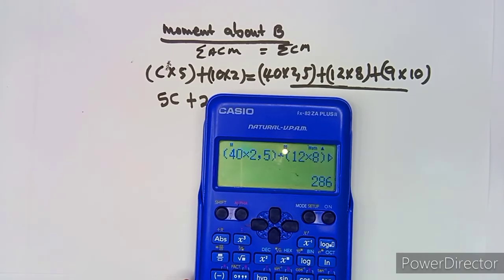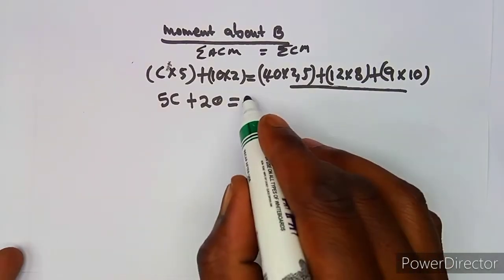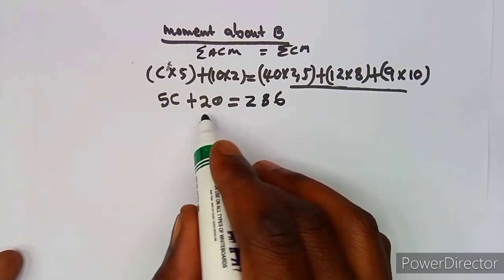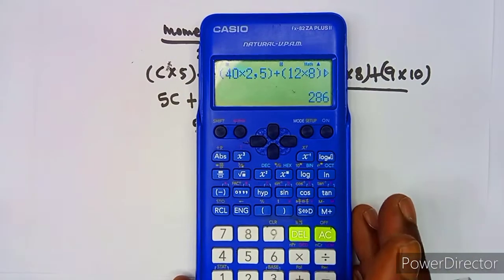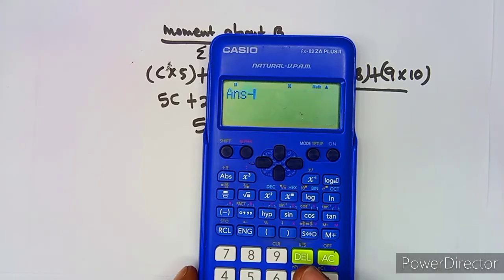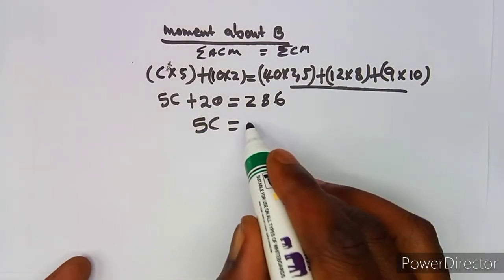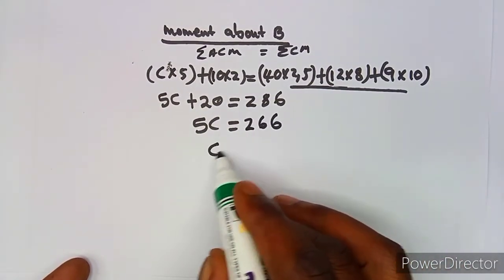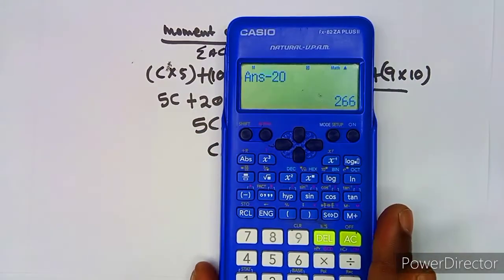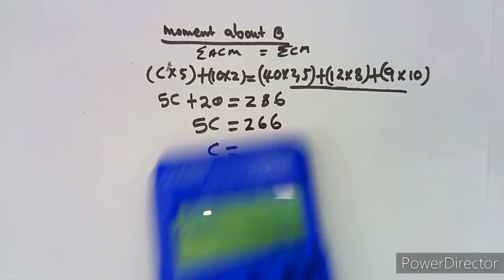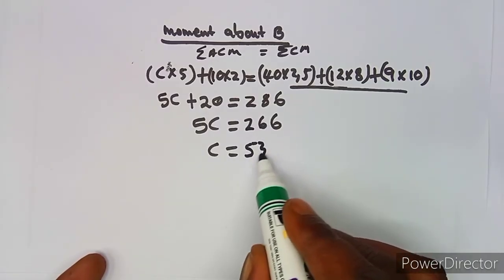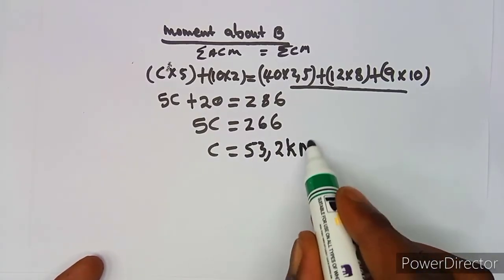You're going to obtain 286. Okay, so this is 286. So 5C plus 20 equals 286, so we are going to subtract 20 from 286. Okay, we are going to obtain 266. Then to find C, we divide by 5. So this answer that we have, we divide it by 5, which means we are going to obtain 53,2. Okay, so this is going to be 53,2 kilonewton, like that.